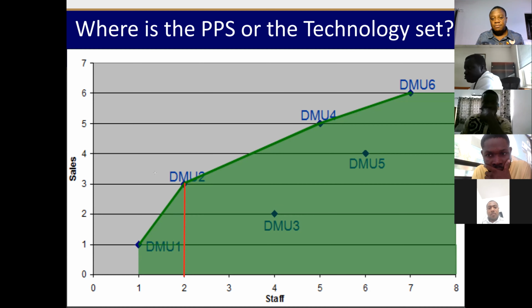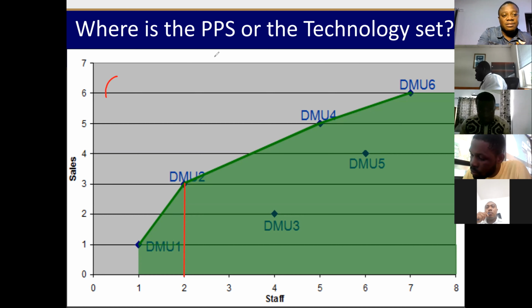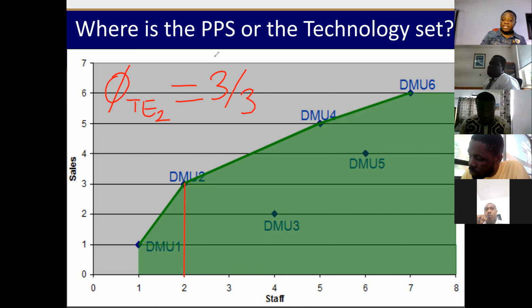It's also 3. Very good. Okay. So the output efficiency, and this is important. This is how we write it. Output technical efficiency is given by the letter phi. And in this case for DMU2, so just write 2, that is equal to 3 divided by 3, which in this case is 1.